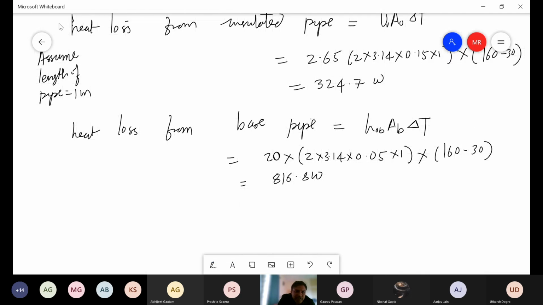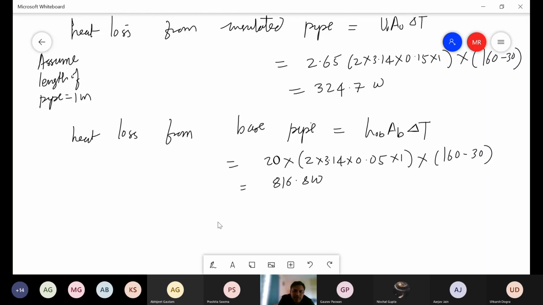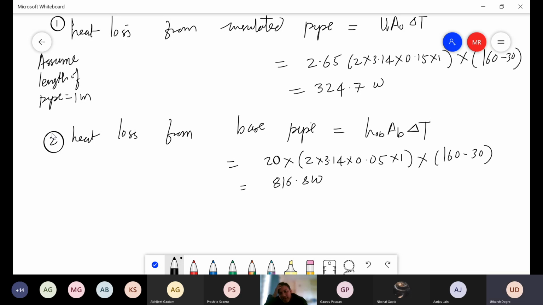So now this first factor is the heat loss from the insulated pipe, and this is the heat loss from the bare pipe. So what information do these two factors give me? These two factors provide the information that if I use the insulation, how much heat loss I can save. Do you all agree? Yes or no?